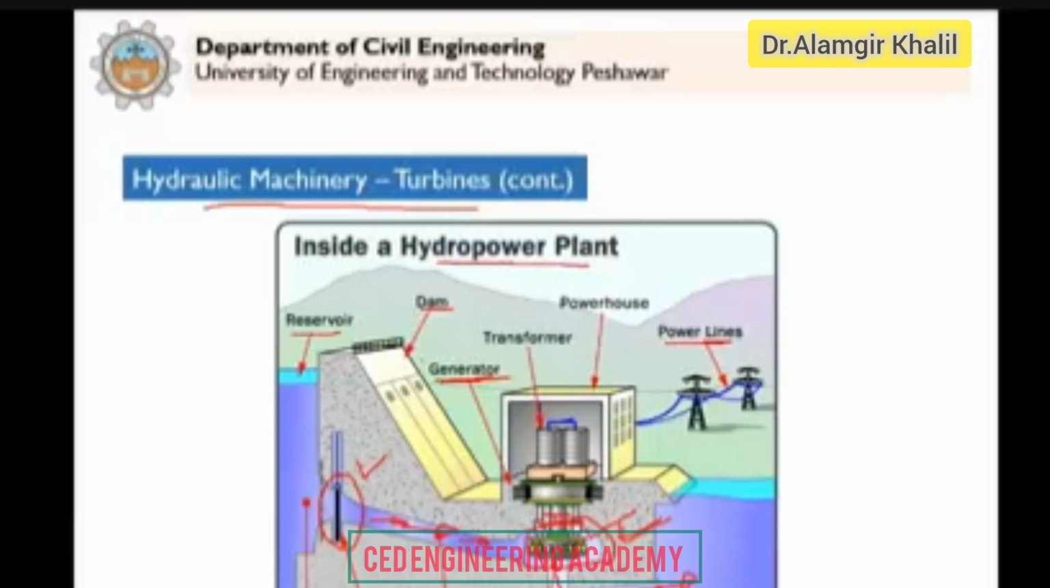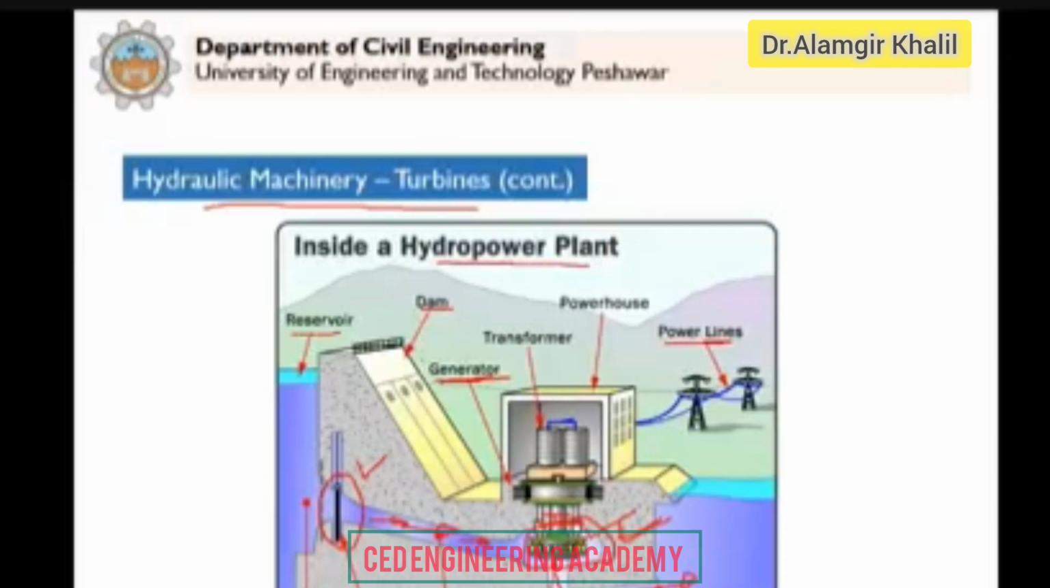So this mechanism is known as governor. Governor is an arrangement that is provided to control the speed of the turbine. That's why we study governing of turbines. You will study a topic, governing of turbines. It means how you can control the speed of the turbine.